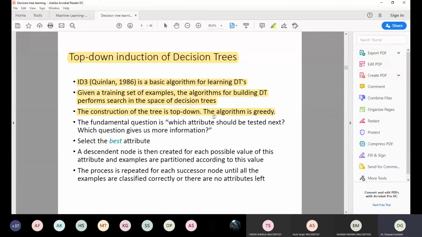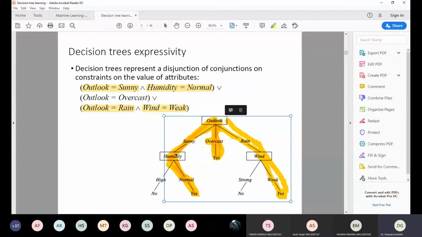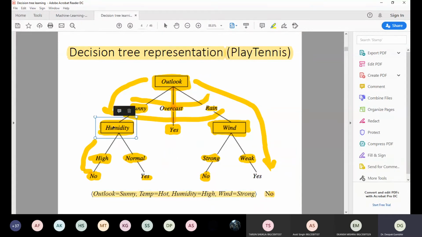The fundamental question is which attribute should be tested next. This is the important thing, because only on the basis of this will we be able to make the decision tree. While making the decision tree, we have to decide which attribute should be tested next. Which question gives us more information? Which attribute should we choose so that it gives us more accurate information? For example, in the previous case, suppose I choose outlook is sunny, humidity is high. Instead of humidity, I may choose temperature, isn't it?